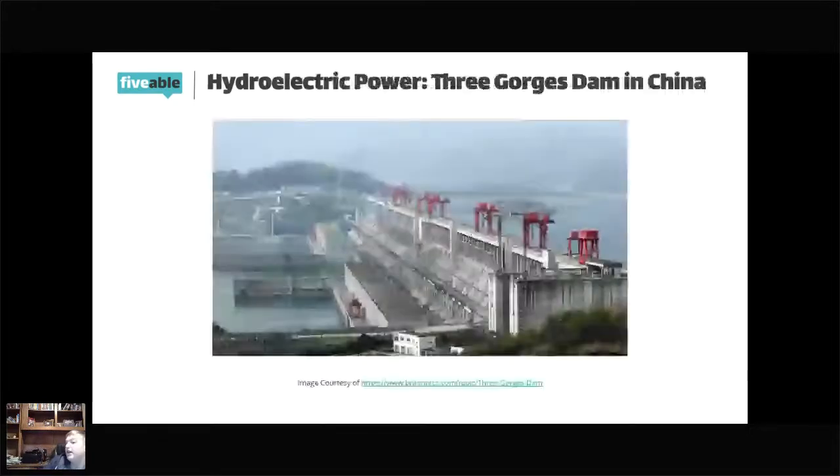All right, so hydroelectric power. This is the Three Gorges Dam in China. It's the largest dam in the world. It's actually now mostly completed. It's almost all completed, so it is now the largest functioning dam in the world.